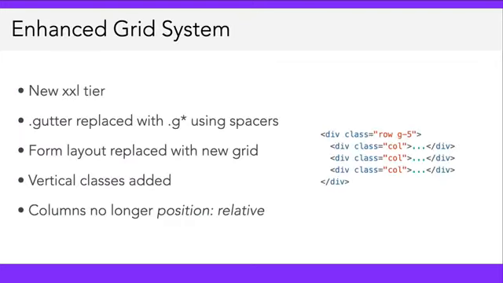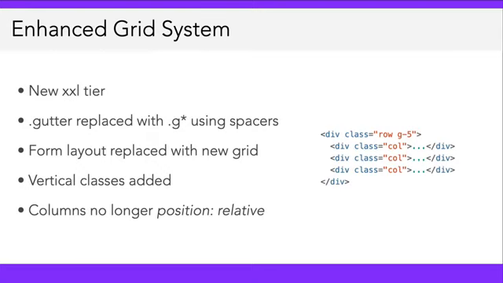So version 5 also has an enhanced grid system. They kept the bulk of the system in place because there were some issues in the version 3 to 4 upgrade, and they built on the existing grid system instead of replacing it. So some of the changes are a new sizing tier of XXL. The gutter class has been replaced by a utility, much like the margin and padding. So you can do G dash whatever, G-1, G-2, using the spacer values as you would with margin and padding.